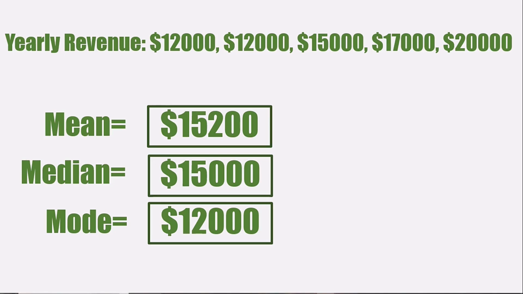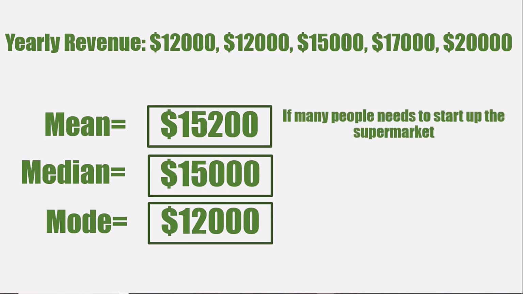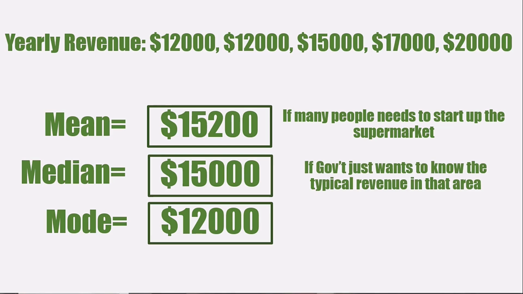Now, this is where you need to be a little bit fair with statistics and decision making. If you want to influence many people to start up a supermarket in that area, then you should report the mean. And if the government just wants to know the typical revenue in that area, then you should report the median. And for example, if the government wants to increase the tax for the supermarkets in that area, then you might report the mode.